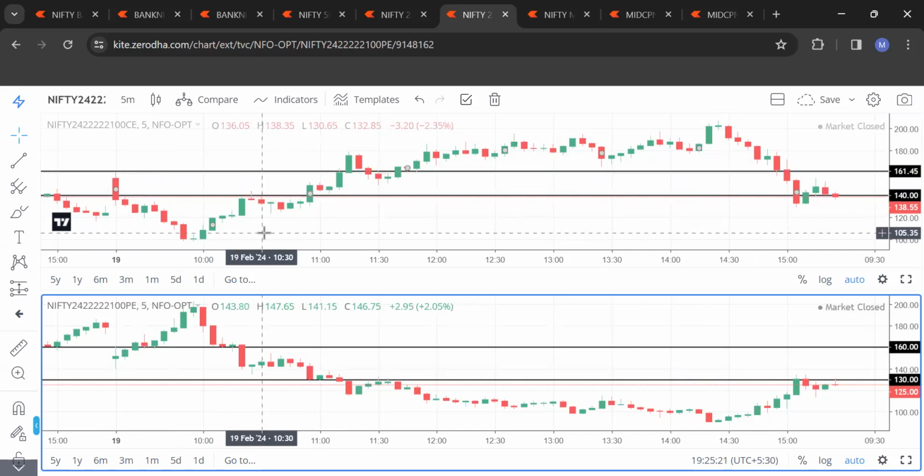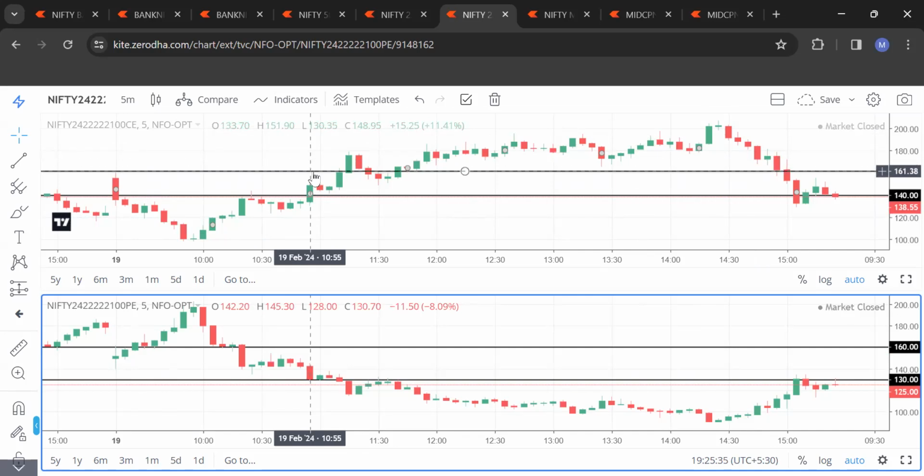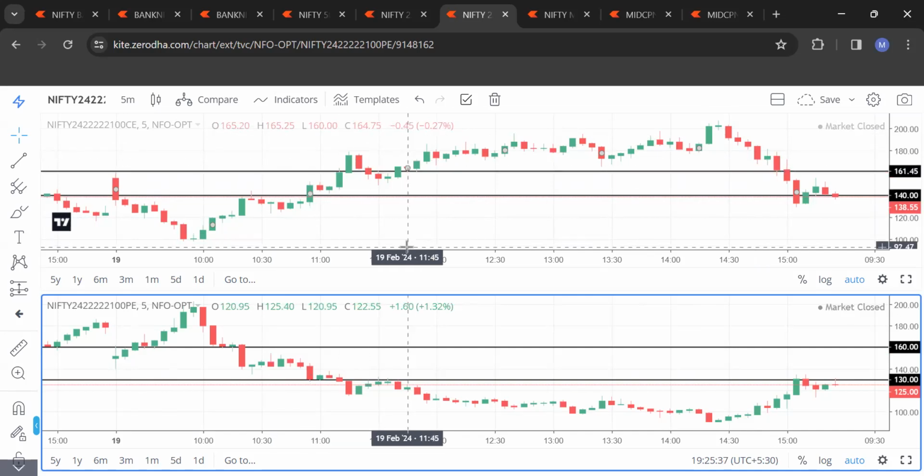Now, what will be the target? I told you how to take the ABC position. Second, I told you about the stop loss. Now, what will be the target? Simple. Whichever is the upper line, the first target will be the upper line plus 26.11%. So in this case, the upper line value is 161.45 plus 26.11%, and that is 203.60.